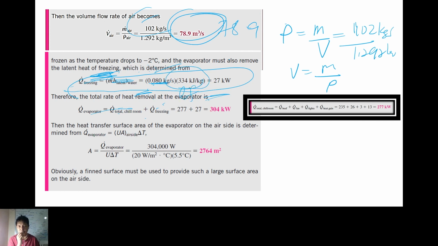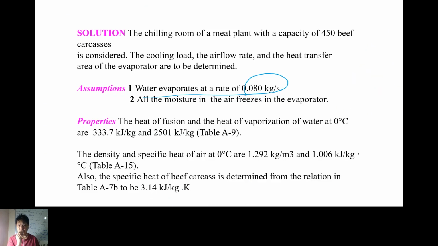Di ba standard naman yon? 334 kJ per kg. Ito ang latent heat of fusion of water and the vaporization. Latent heat of fusion, ito 333.7, ni-round off na lang, ginawa na lang 334. Ito naman, vaporization is 2,501 kung sa tubig.